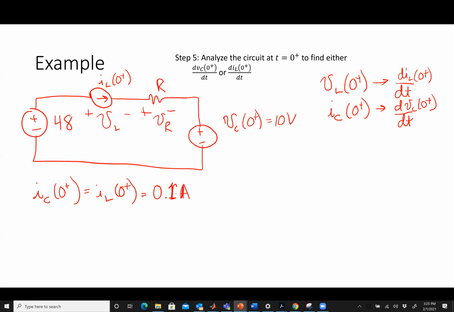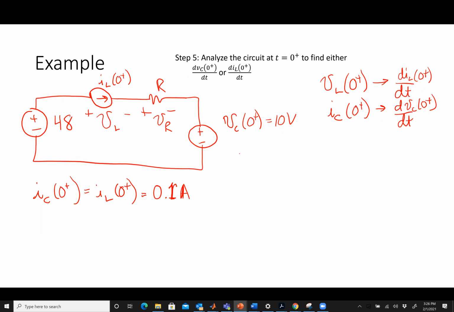Vs minus Vc. Not quite. If it's when the switch opens, I'm looking at the circuit that I have right there, right? So if I give you a circuit and I say I don't know VL, what do I have to do in that circuit?